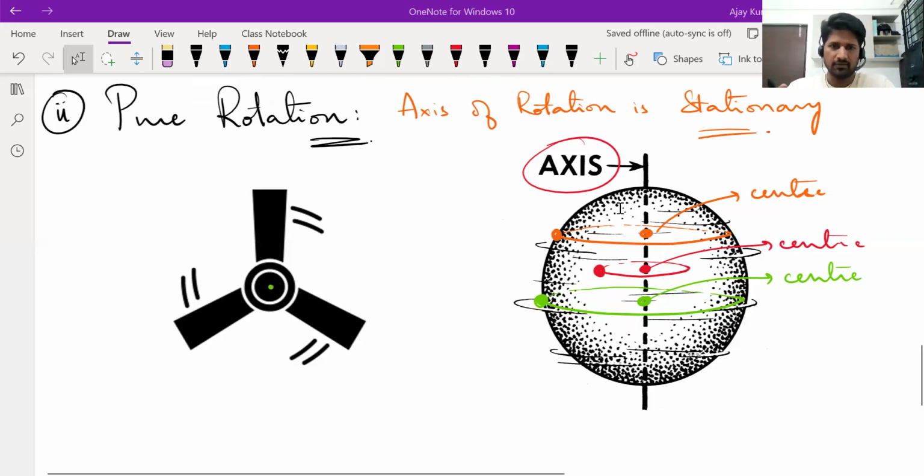Now imagine a system which undergoes pure rotation. Can any of you give me some more examples of pure rotation as observed by us in daily life? Only spinning should be there, but net movement should not be there. Sir, the Ferris wheel. Ferris wheel or giant wheel. Good. Any other examples?